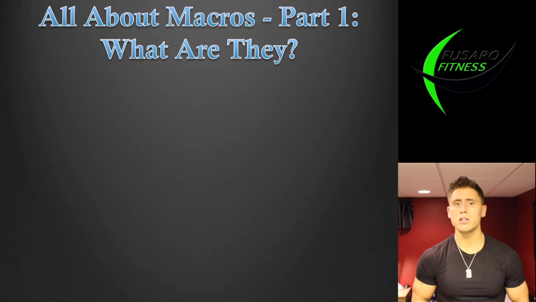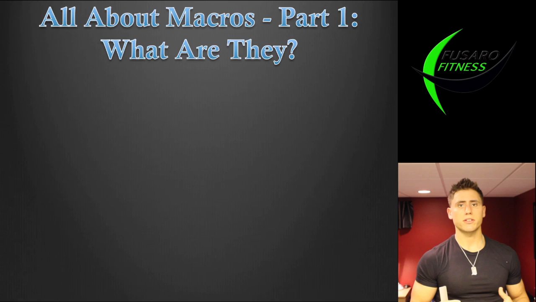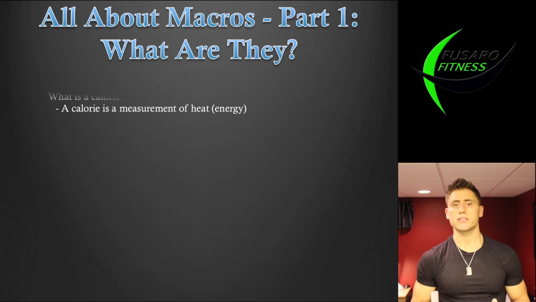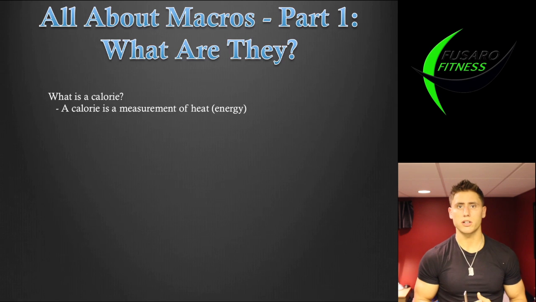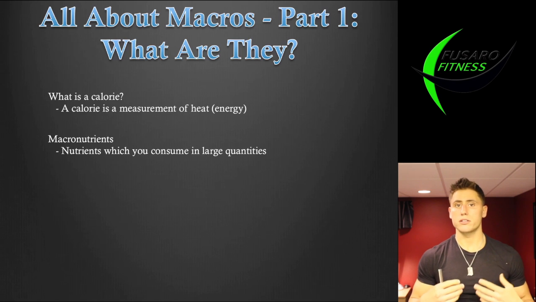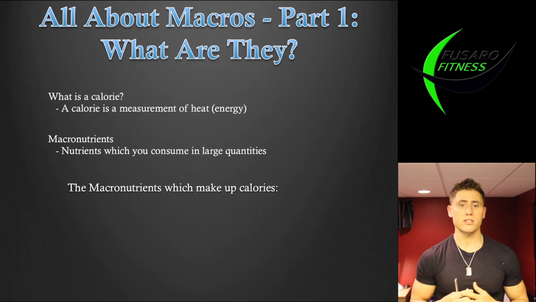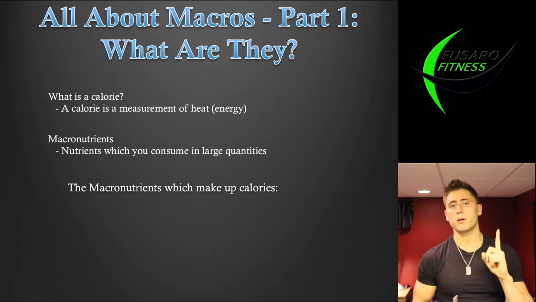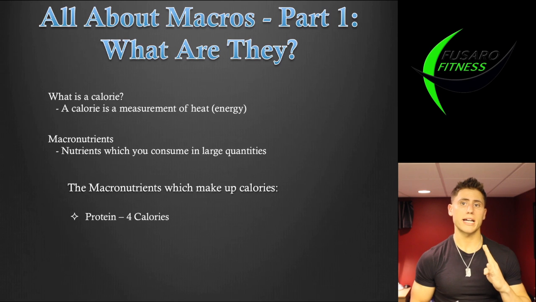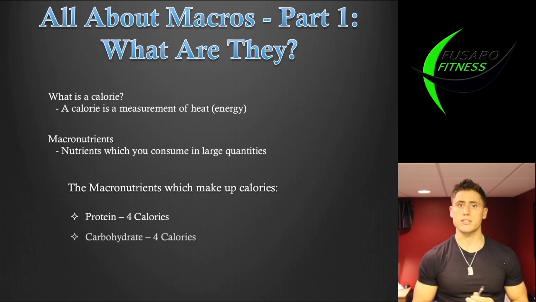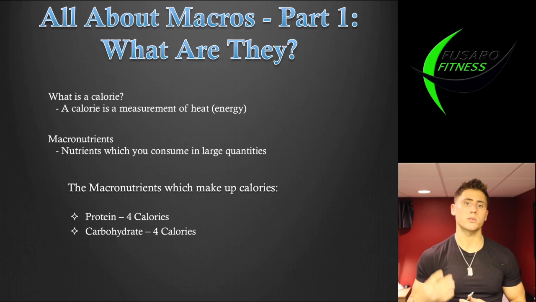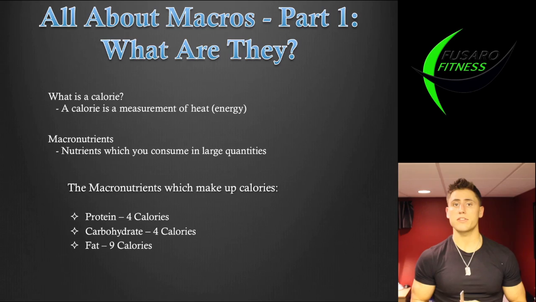So let's get started. First of all, what are macros? We have to understand that they make up calories. A calorie is just a unit of heat or energy. Macronutrients are the nutrients you consume in large quantities, such as your proteins, where 1 gram of protein equals 4 calories. Your carbohydrates, 1 gram of carbohydrates equals 4 calories. And your fats, 1 gram equals 9 calories.